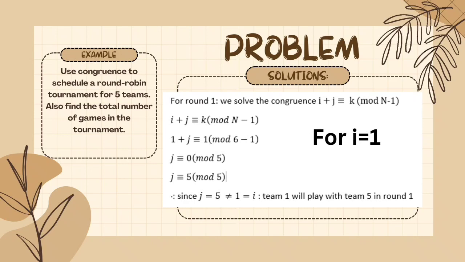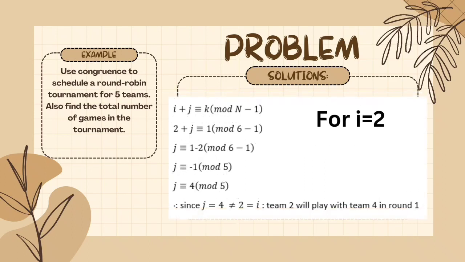Since j is equal to 5 and not equal to 1, which is the value for our i, team 1 will play team 5 in round 1. Next, for i equal to 2, we use again the formula i plus j congruent to k mod N minus 1.